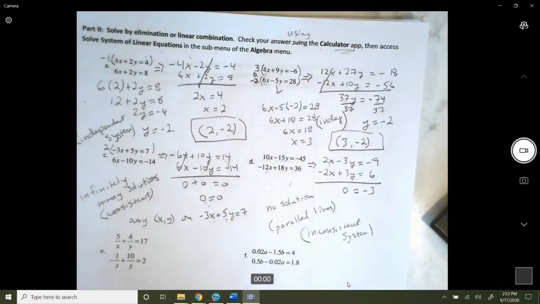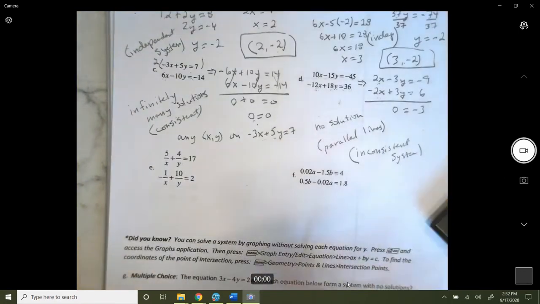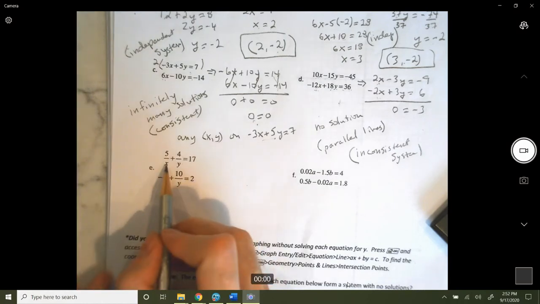Okay, now let's go to this next one. This one looks tough. This looks different. Okay, but I'm going to show you a way to make this really easy. Okay, so you have 5 over x.